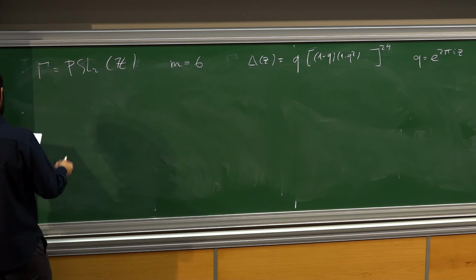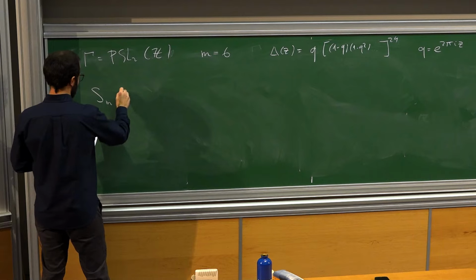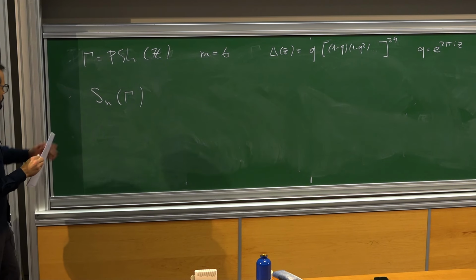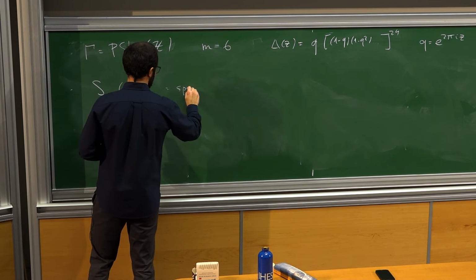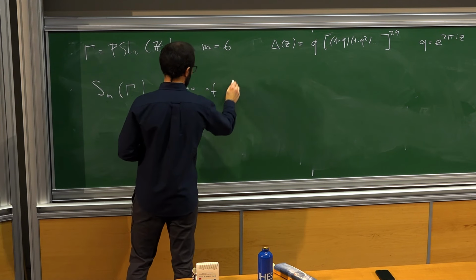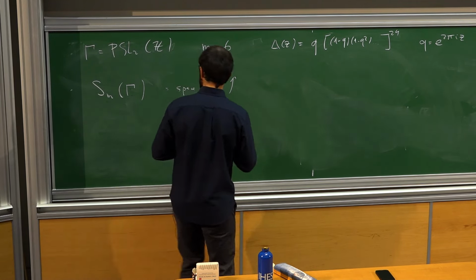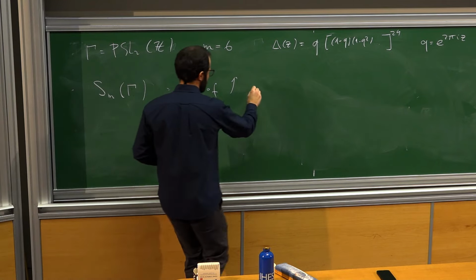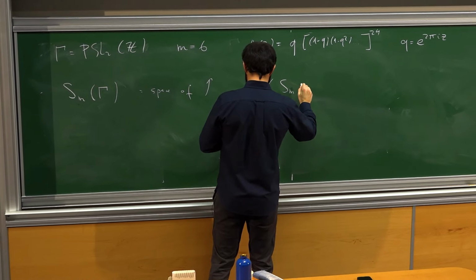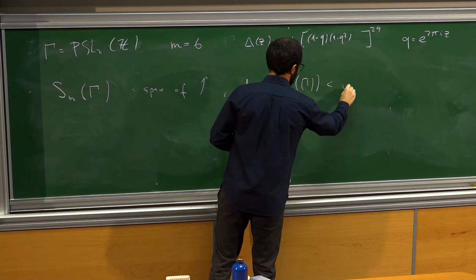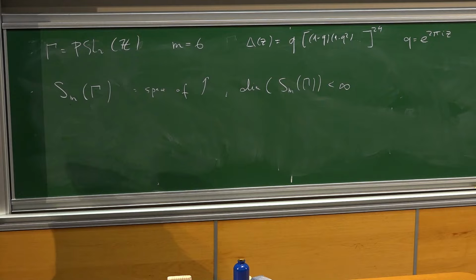So let's denote S_m of gamma to be the vector space of holomorphic forms for gamma of weight 2m, the space of what I talked about above. It turns out the dimension of this space is finite, which is really the main reason why people care about this, I think. And it's actually determined by the topological data, by the genus and the orders of elliptic points.